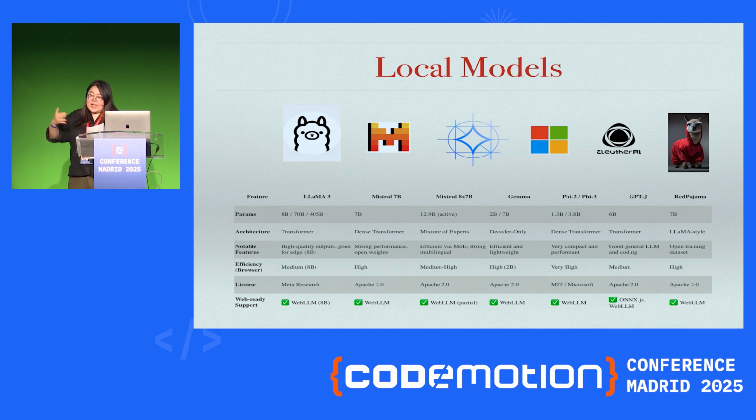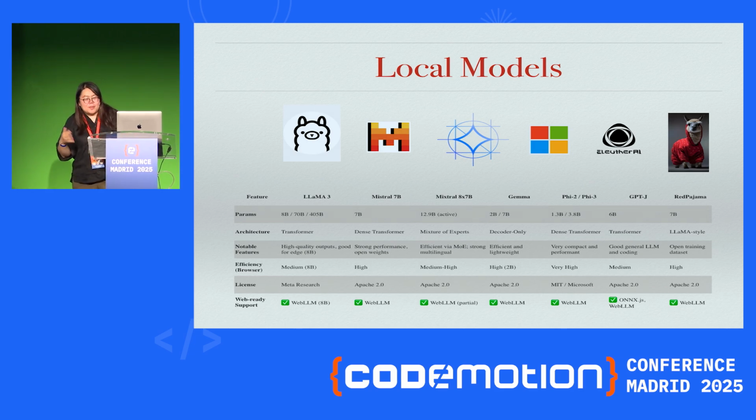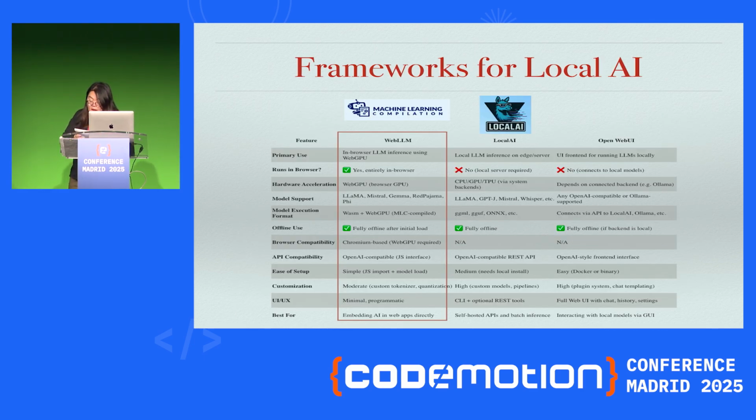So the idea is that it will replicate Llama's capabilities, but the training data itself is completely open source. So if you're building something for research, you need to make sure all the data being trained on is transparent, then Red Pajama is a very good choice. And there are also some frameworks for this local AI.